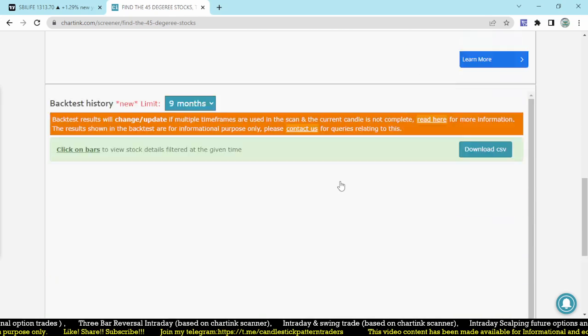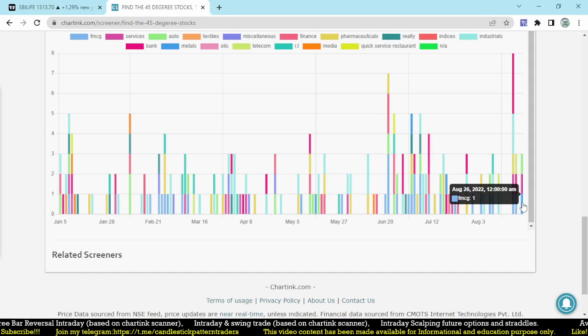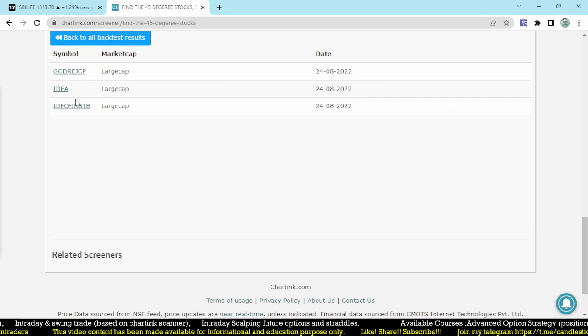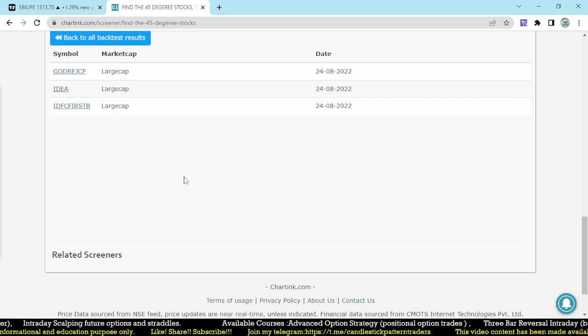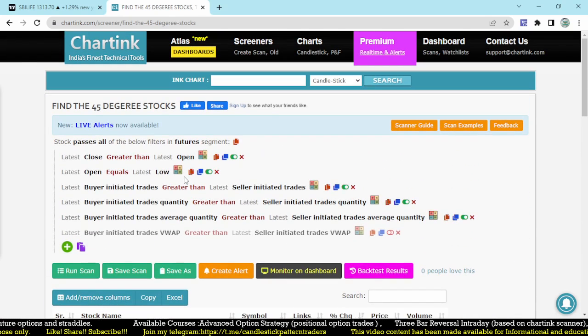Let me find out what happened yesterday. 26th we didn't get any. On 24th we have 3 stocks. The same way we can use it for BTST kind of trades.